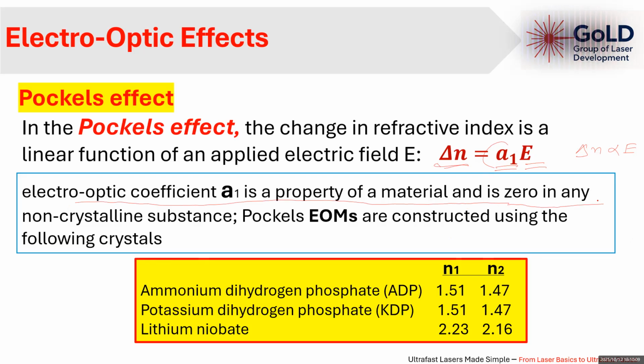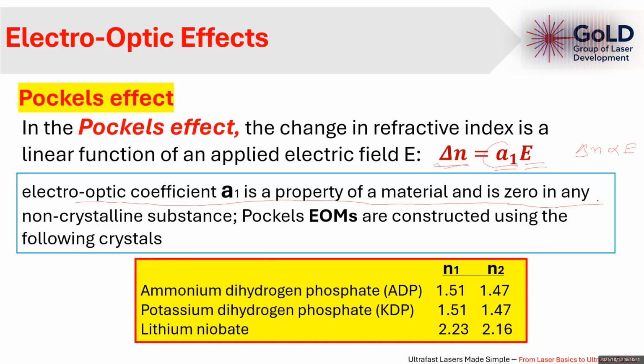And it is considered 0 in non-crystalline substances. If the substance is non-crystalline, it may show birefringence, but if it is 0, then it means there is no effect from the electric field. So there should be some value of this electro-optic coefficient, and the material has to be crystalline. So one thing is ruled out: it should not be non-crystalline.